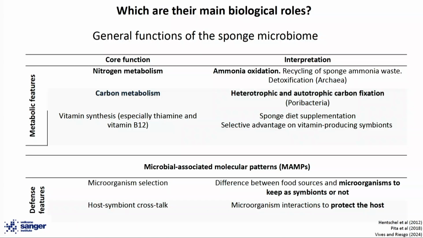And what would be the main functions of these bacteria, these microbes? Usually they are involved in nitrogen metabolism, especially in deep sea sponges, and carbon metabolism, and some of them have immunological roles, for example, microorganism selection. They tell the sponge which bacteria or microbes the sponge should keep or eliminate. And sometimes there is also a crosstalk between the host and the cobiont, trying to protect the sponge as a whole.